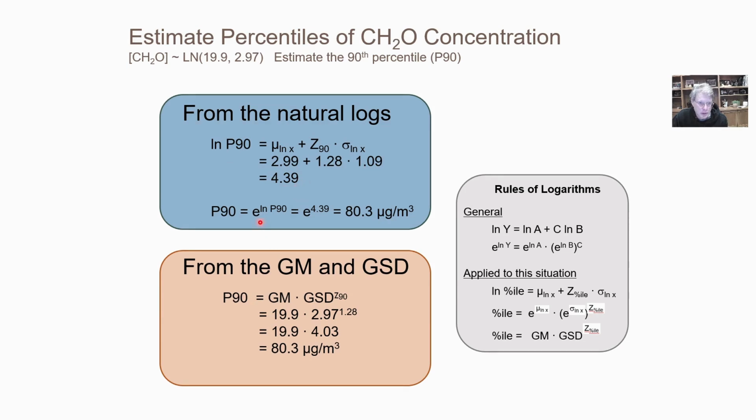If we exponentiate the natural log of the 90th percentile, we'll get the 90th percentile, that's shown here. So e to the 4.39 is 80 microgram per cubic meter.